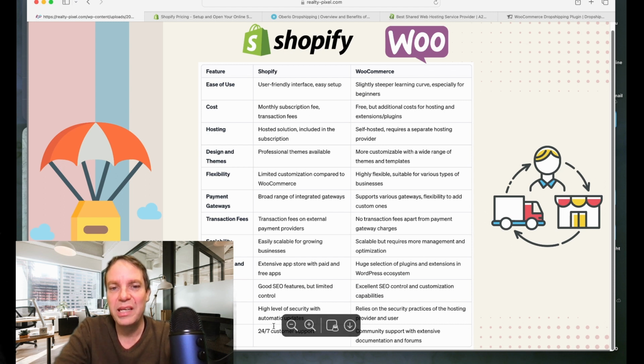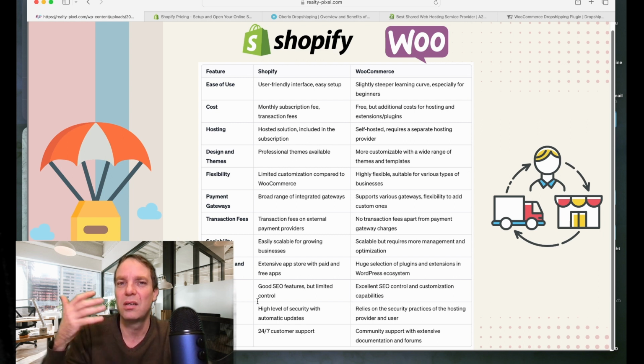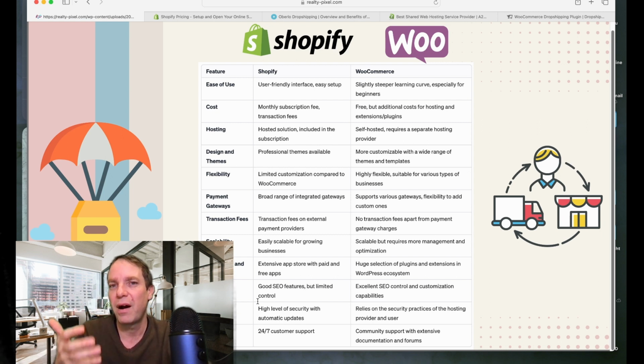And security. I think security, a high level of security with automatic updates. This is really good, because Shopify will do everything for you, so you don't have to pay attention to making updates and to update the plugins, because everything is handled by Shopify themselves.